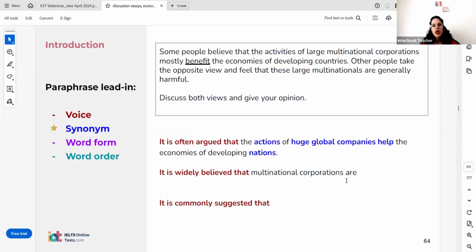Anyways, I could also paraphrase like this. It is widely believed that multinational corporations are beneficial to the economies of developing countries. So you see what I did? I changed benefit into beneficial. What changes that? According to the list on the left?